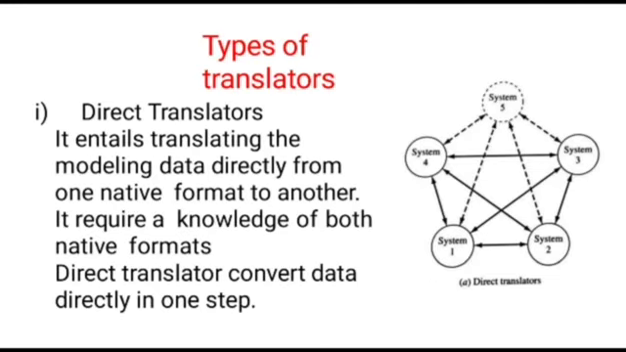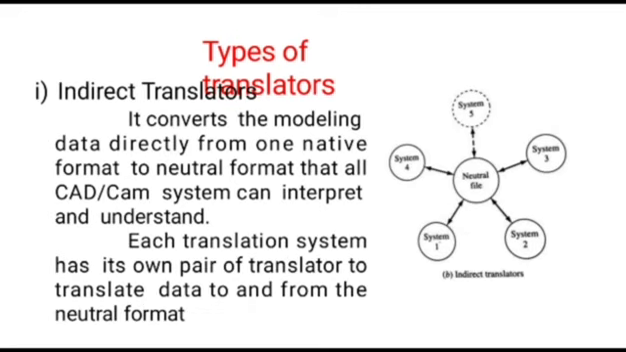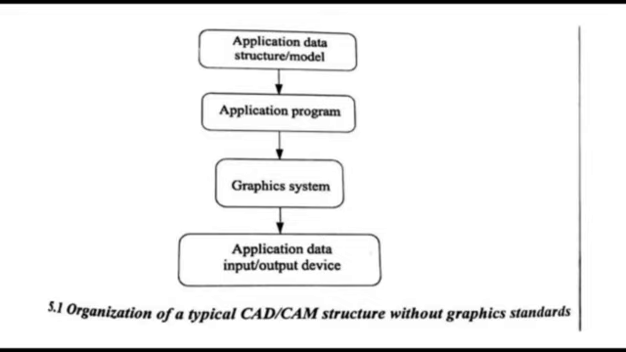There are two types of translators. First one is direct translator. It entails translating the modeling data directly from one native format to another format. Direct translator converts data directly in one step. Indirect translator converts the modeling data from one native format to a neutral format that all CAD/CAM systems can interpret and understand. Each translating system has its own pair of translators to translate data to and from the neutral format.